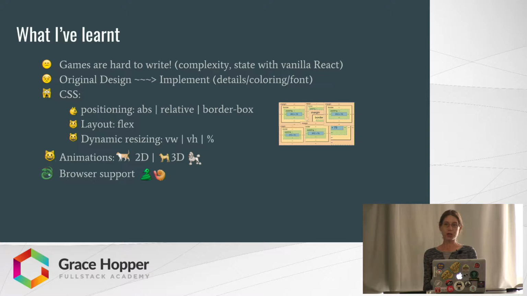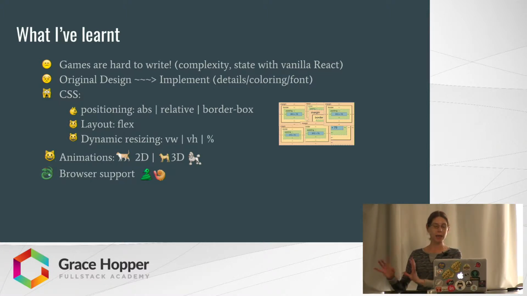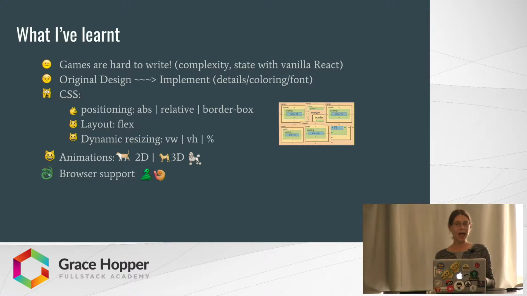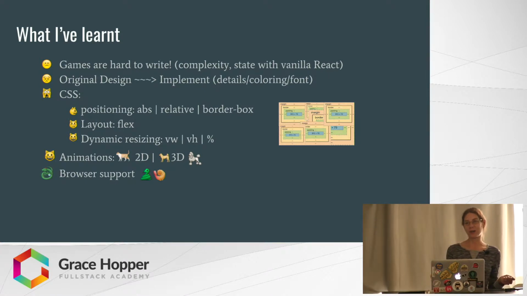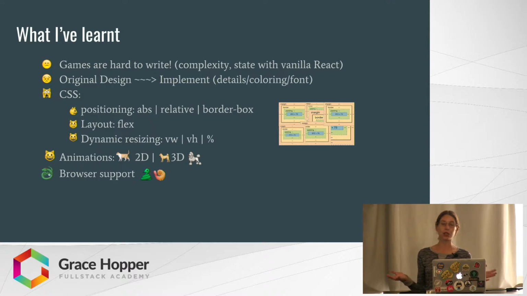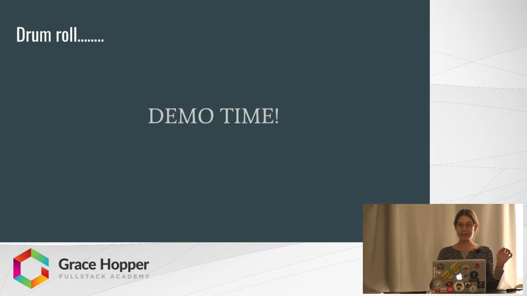So I hope these emojis show some various stages of my motion in animations. You know, start off as a cat, go to a 2D cat, and then maybe end up as a poodle somewhere along the line. And of course, there are browser support issues. If you start off with a dragon and you want it to stay a dragon, you don't want it to end up as a fried shrimp. So let us now go into the demo.